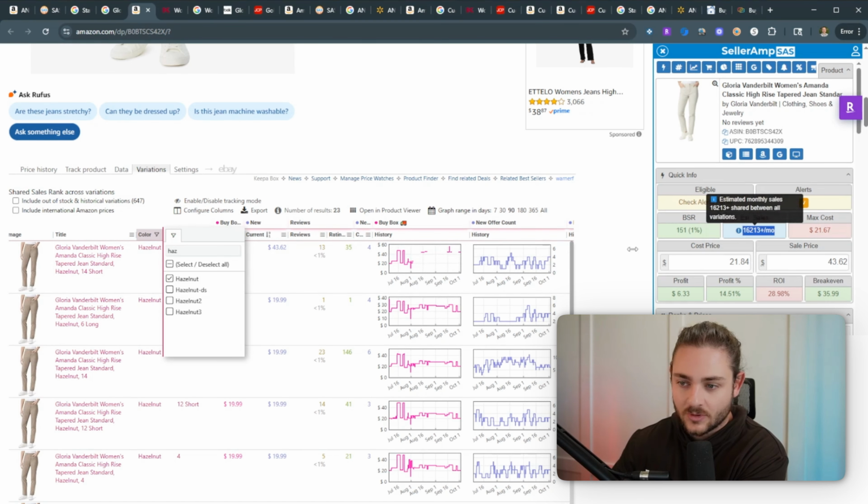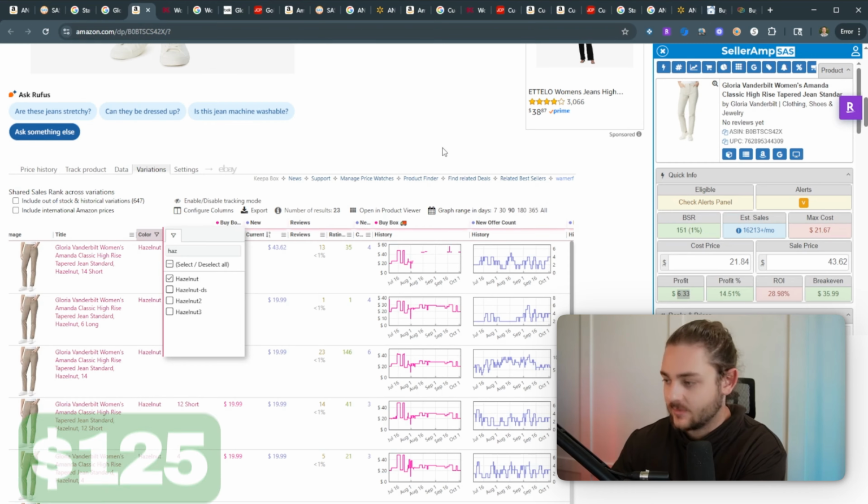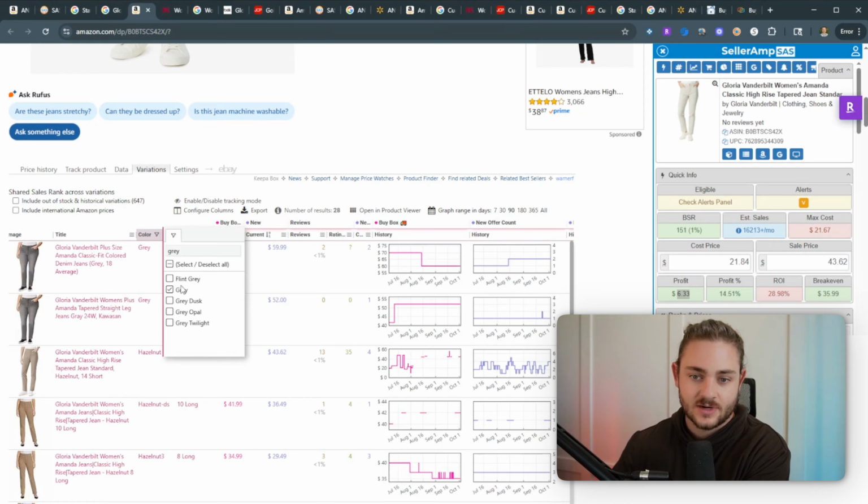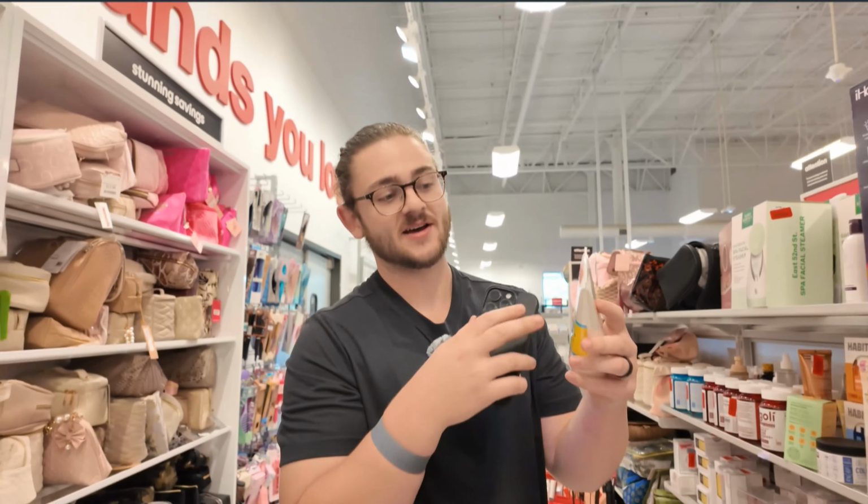I'd probably buy a lot more just given how much the new offer count is changing and how fast this listing sells. But just for the sake of reality, let's keep it at $60 more in profit. And that's a good sign. I'm glad my kind of intuition was right here. Let's check these gray ones and check this one out back in the store here.